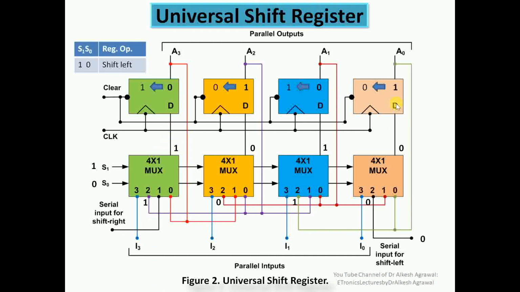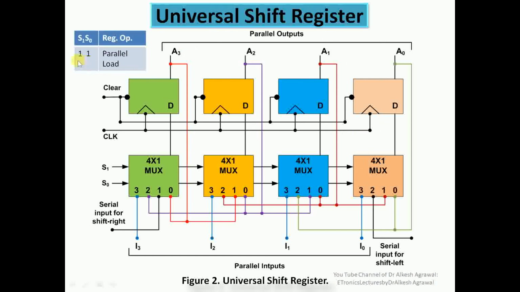So you can see the new data has entered into this flip flop, and this 0 is shifted to this flip flop, this 0 is shifted to this flip flop, and this 1 is shifted to this flip flop. So the contents are being shifted left from this flip flop to this flip flop, this flip flop to this flip flop, and this flip flop to this flip flop. And in the right flip flop we have a new data over here. So this is called the shift left operation in a universal shift register.